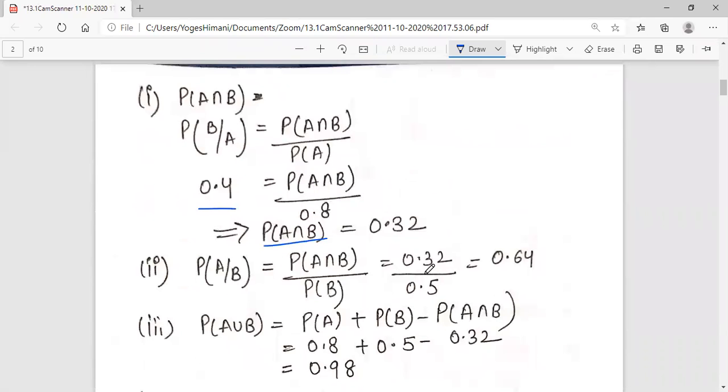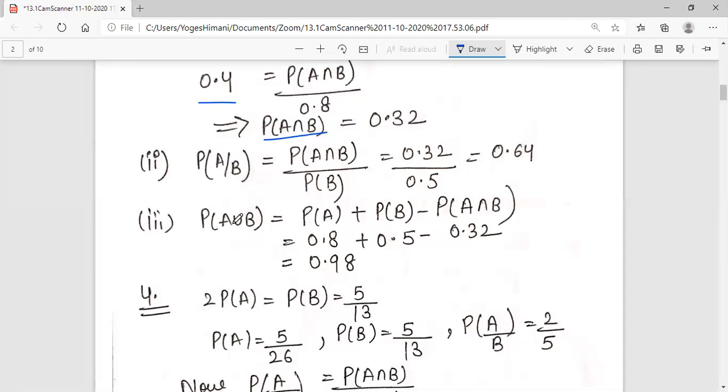Second part, probability of A by B. What is the formula of A by B? Probability of A intersection B upon probability of B. 0.32 upon 0.5. And in the third part, we have to find probability of A union B. What is the formula? Probability of A plus probability of B minus probability of A intersection B, 0.98.